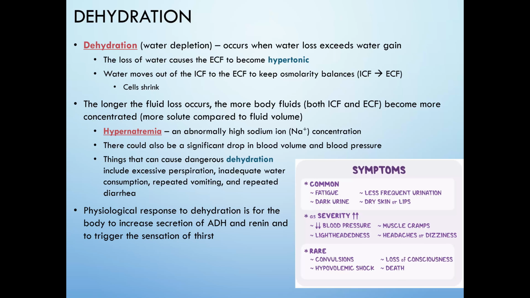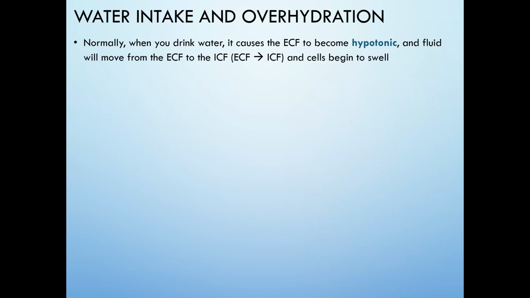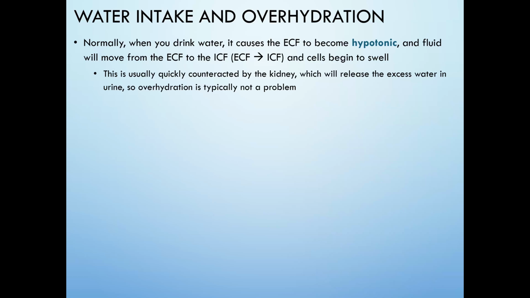So now we'll look at water intake and overhydration. Normally when you drink water, let's say a normal 8-ounce glass of water, it will temporarily cause the ECF to become hypotonic because you're adding more water, which will dilute the solute that is present. So it becomes more diluted, which would make it hypotonic. But normally fluid would then move from the ECF to the ICF, so it would go into your cells. The cells would begin to swell, but this is usually quickly counteracted by the kidney, which will release the excess water in urine. So overhydration is typically not a problem.